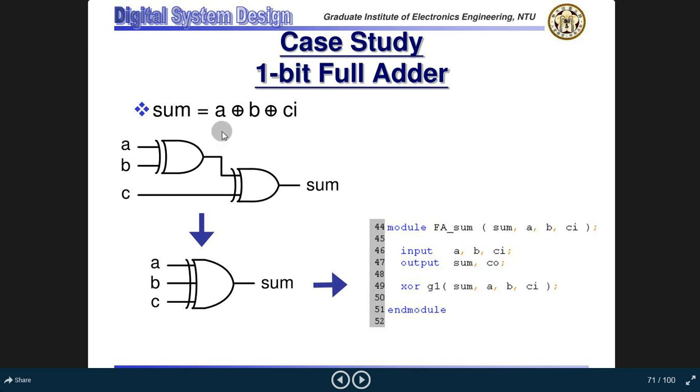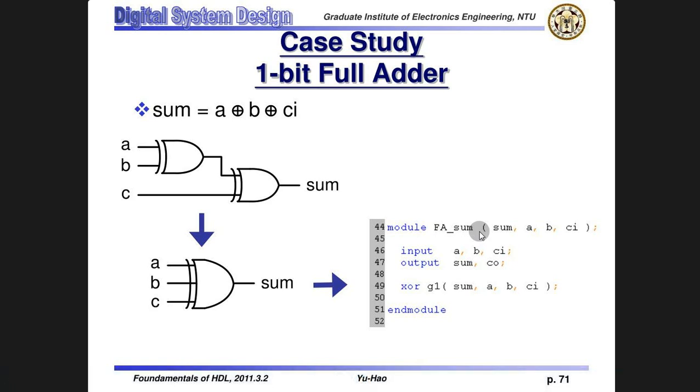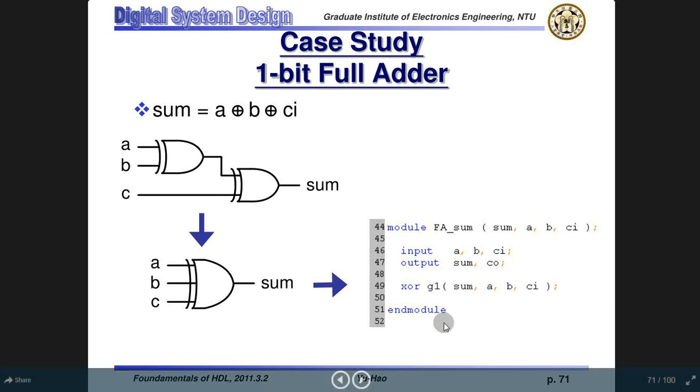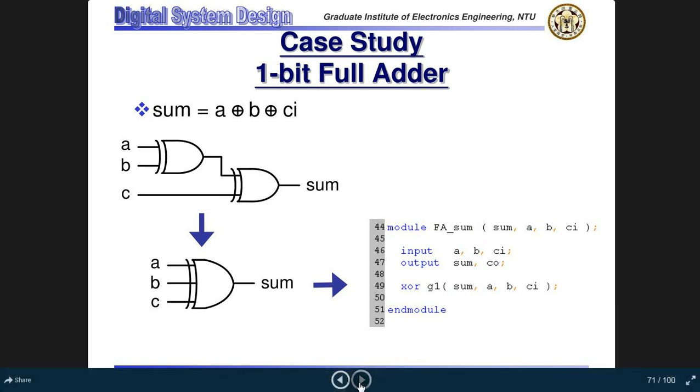The summation A slash B slash Ci. This is the OR gate. This is the sum, and this is the total output. The same module will be fx slash sum comma A comma B comma Ci. Inputs are A comma B comma Ci. Output sum comma C0. OR gate G1 sum comma A comma B comma Ci. End module. Okay, let's go to the next slide.